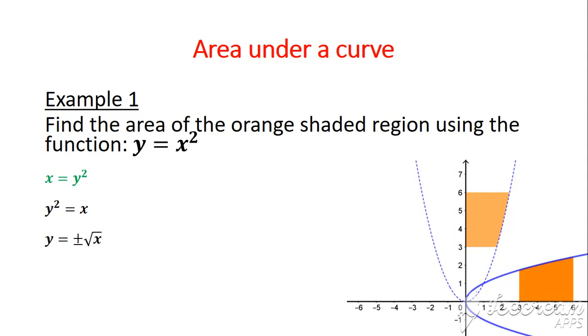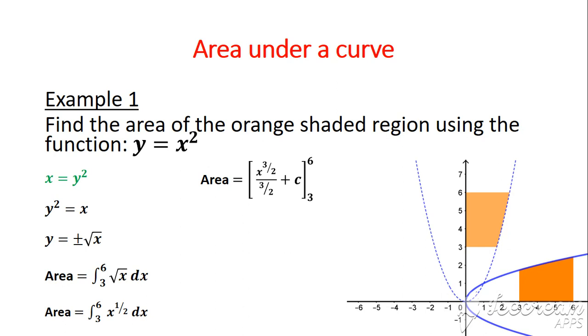So to calculate the area, now we're just going to work out the integral between the boundaries of 6 and 3 of the square root of x with respect to x. All right, well we know the square root of x is equivalent to x to the power of a half. So now let's do our integration.